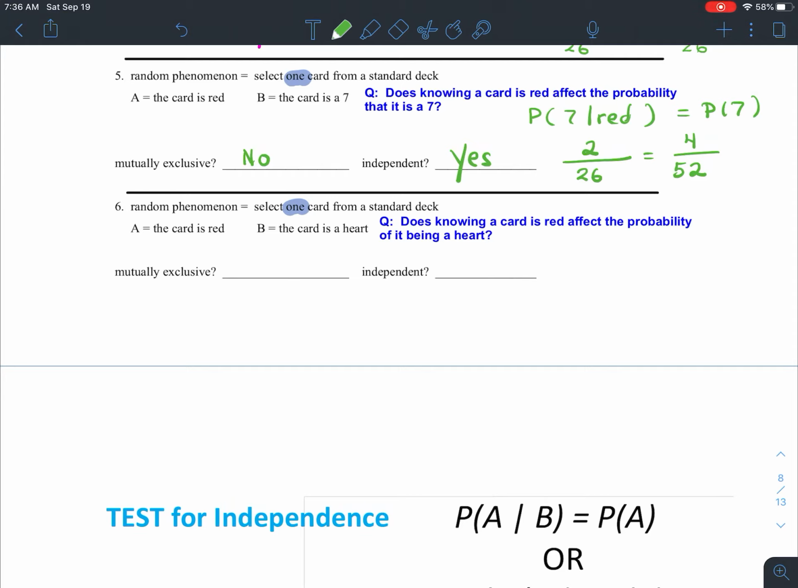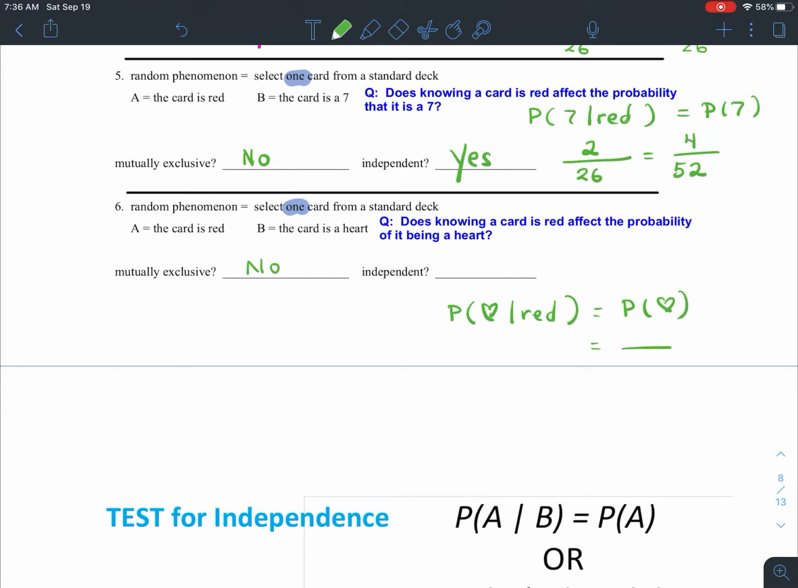All right, and then number 6 here. It says we again are selecting one card. The first card is red. The second card is a heart. Could those happen simultaneously? Yes, they could. So we're saying these are not mutually exclusive.